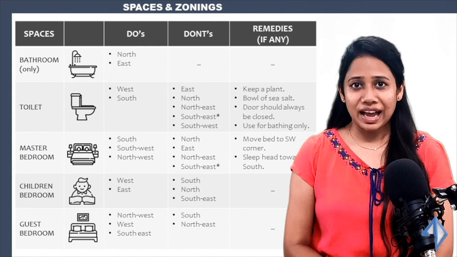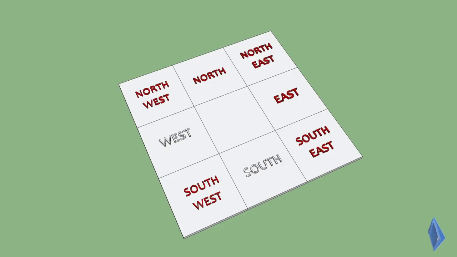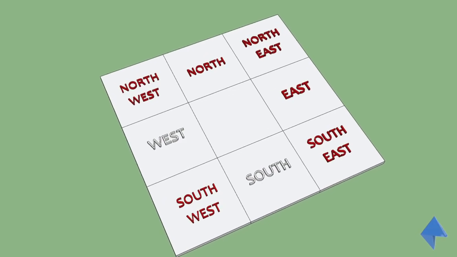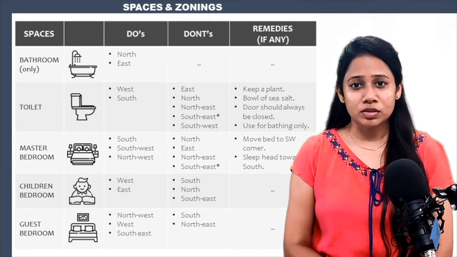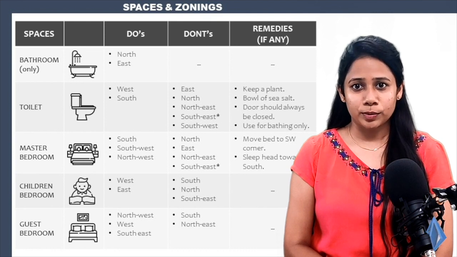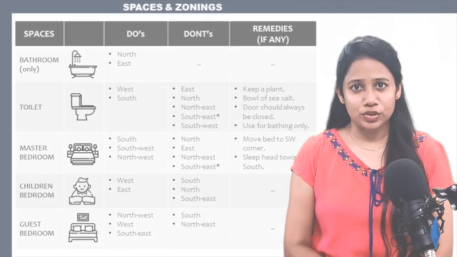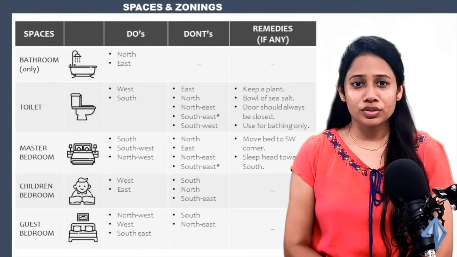We should never have master bedroom in northeast, east, north and southeast. But if you have master bedroom in any of these directions, there are some remedies for it. You should move your bed to southwest corner of the room and you should always sleep with your head towards south direction.